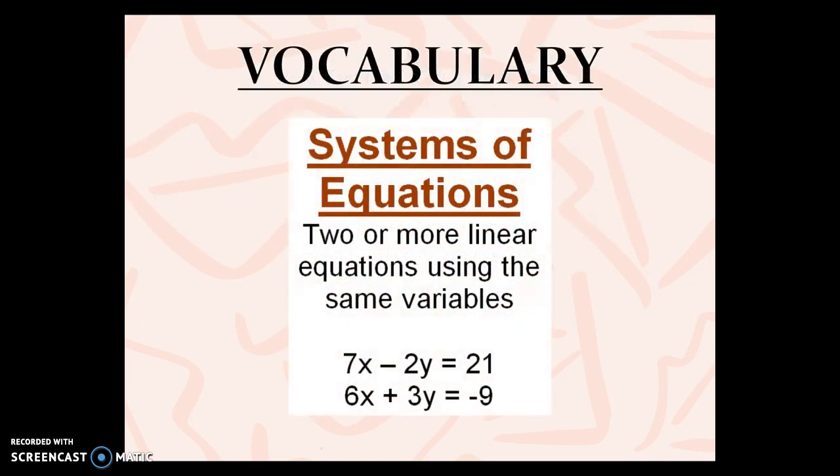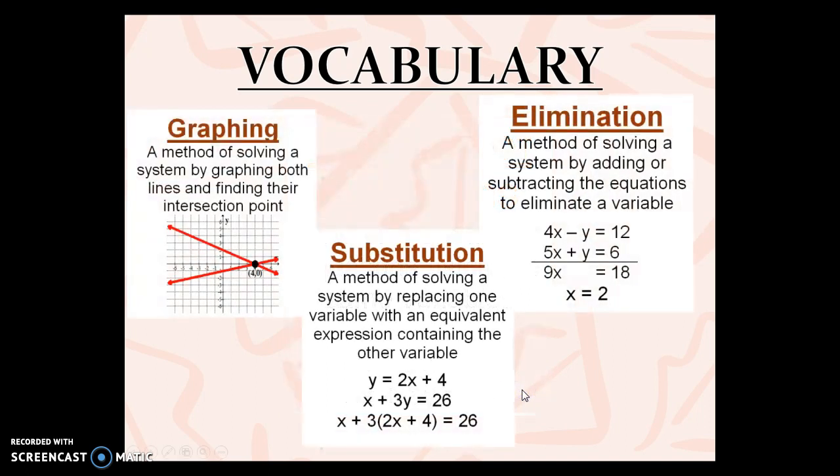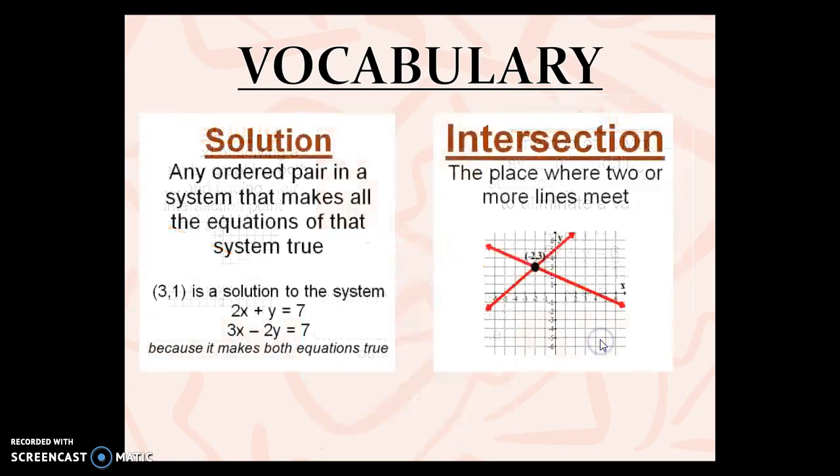Systems of equations: two or more linear equations using the same variables. So it's just like having two lines that are straight, okay? Two straight lines. You can solve them by graphing, and that's what we're going to look at today. You just see where those lines cross. You can do it by substitution. We're going to do that later, and elimination. We're going to learn that later as well.